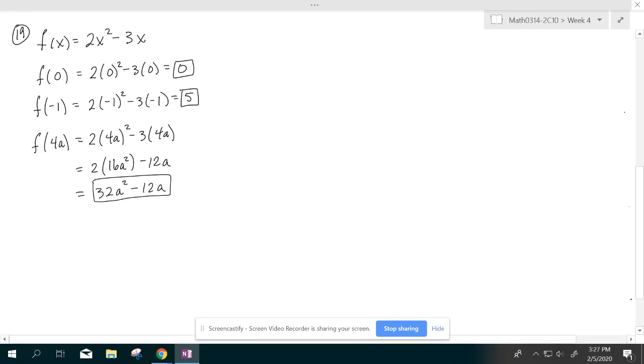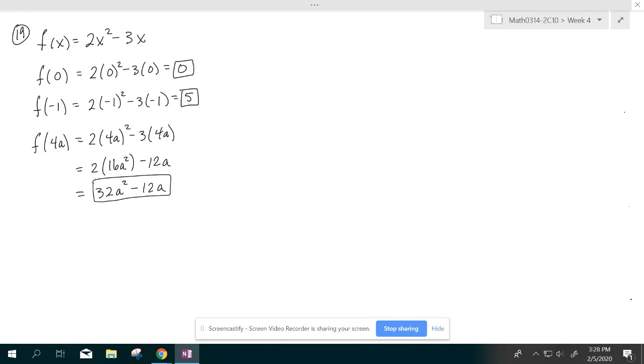Really elementary, can you explain to me why 4a is now 16a squared? Yeah, I sure can. Because if you take 4a and square it, that means 4a times 4a. So 4 times 4 is where the 16 comes from. Right. And then a times a is where the a squared comes from.